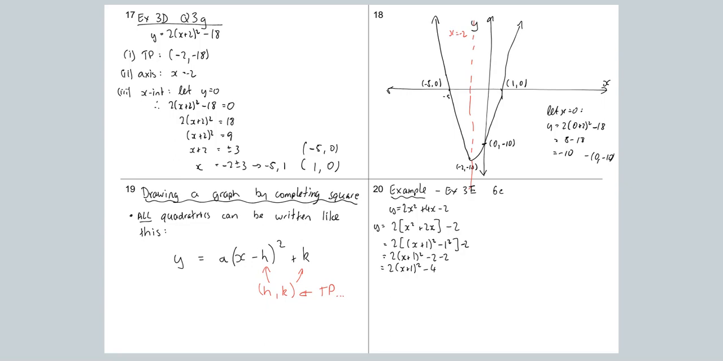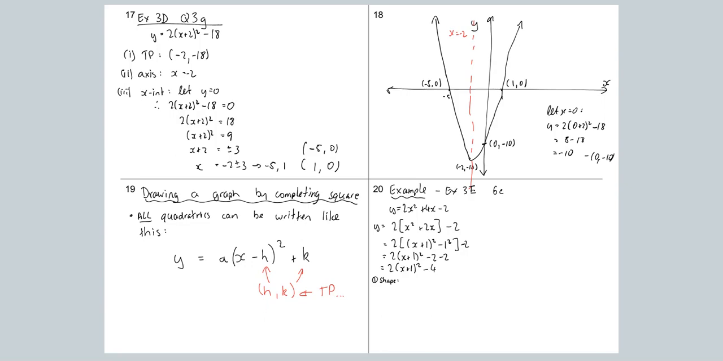And the sign of a will tell us whether it's smiley or frowny. Number 2, the y-intercept. Number 3, the x-intercept. Number 4, the turning point. I'm going to try and squish it all onto this slide. Wish me good luck.